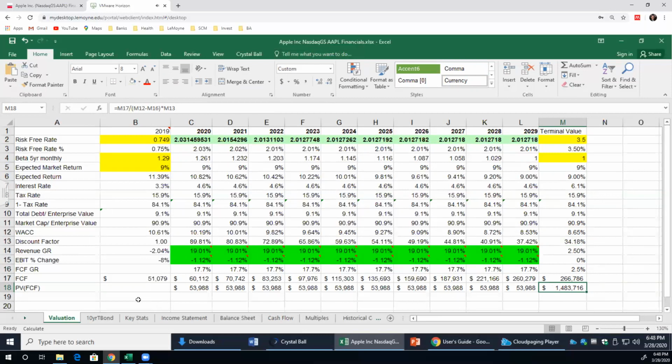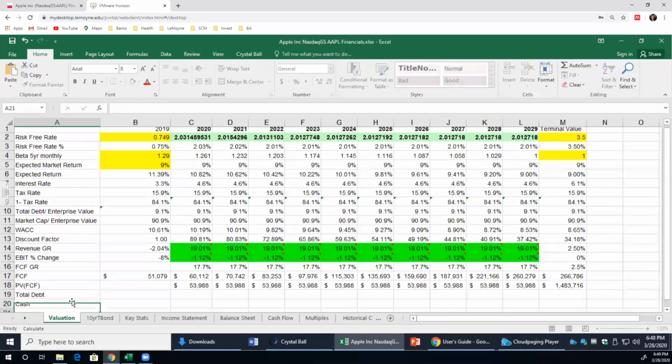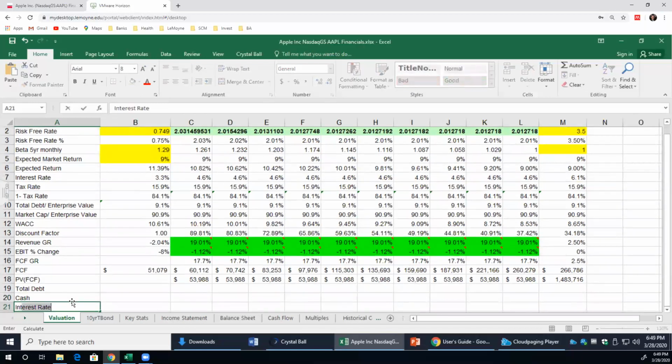All right, now this is the enterprise value. This is not the intrinsic value yet. So now I need to consider the total debt, and then I need to consider cash, and I can calculate the intrinsic value of the equity.